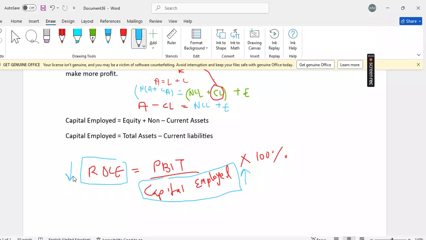So basically, what this ratio is telling us is that as you put in this capital employed, your returns have to increase. Your operating profit has to grow too. So if we look at the relationship, if capital employed drops, it means this return is going to go up.